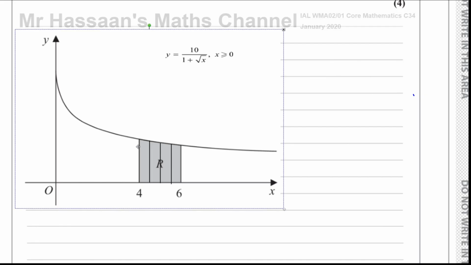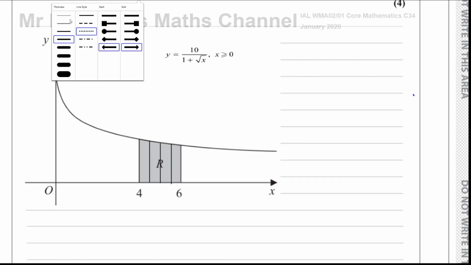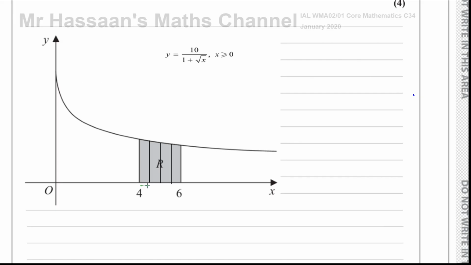So in the end you have 5 lines, they're called ordinates. These are the ordinates of these strips. So you have 1, 2, 3, 4 strips of equal width, and we can see very clearly that the width of each of these strips is basically half. That's 4 to 4.5, 4.5 to 5, 5 to 5.5, and then 5.5 to 6. So each of these has an equal width of 0.5, and that's what we call the value of h, which we're going to see in our formula.